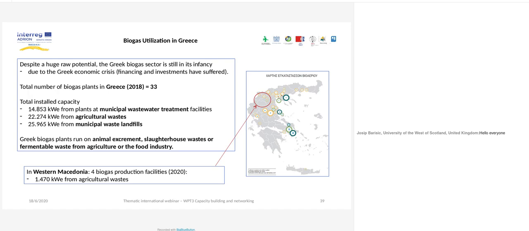Some words about the biogas utilization in Greece. So despite the huge raw material we have in this country, the Greek biogas sector is still in its infancy. This is due also to the Greek economic crisis of the last years. Financing investments have suffered. However, there is a considerable number of biogas plants all over the country, which are almost 33 in 2018.